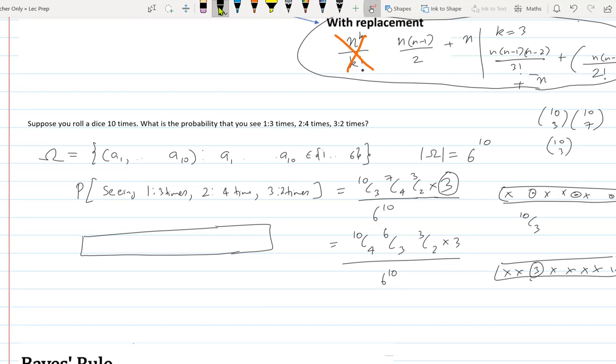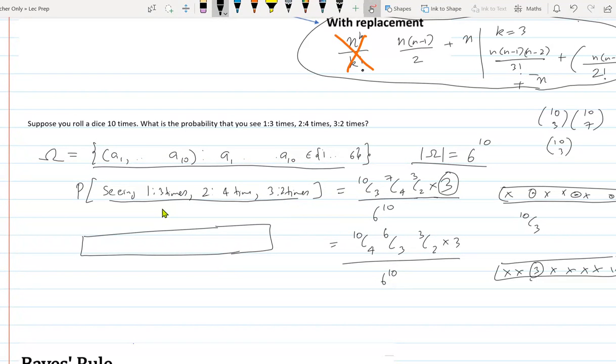So there is a sample space. These are all the possibilities that you can get. You agree? Yes. There are 6 raised to 10 possibilities. The first dice could be any of the 6, the second dice could be any of the 6. Among this set, how many elements are there which satisfy this condition?